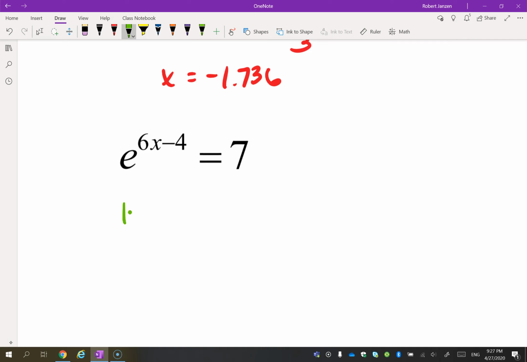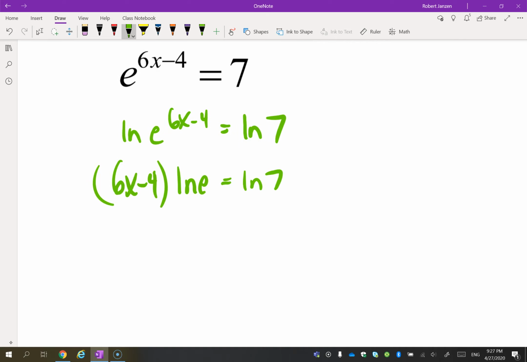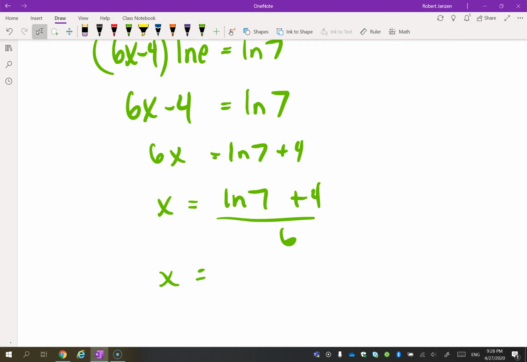Okay, last one. Again, this is one where the bases are different, so we're going to take the natural log of both sides. This allows me to take the coefficient. And then this is almost the same question as the last one. Okay, pause it for a second, try to do this one on your own.